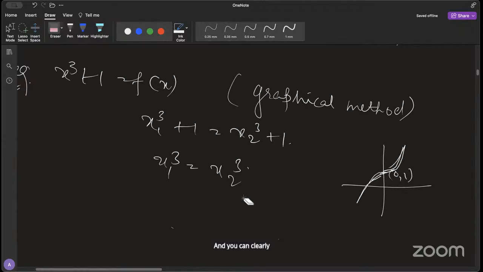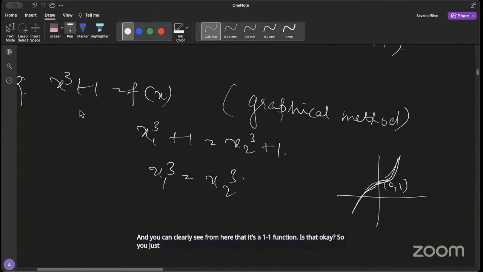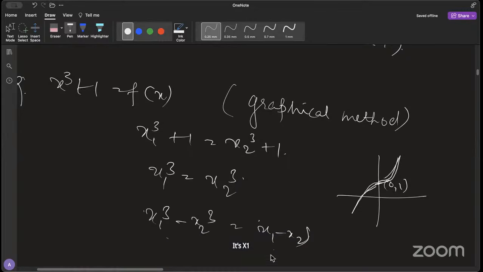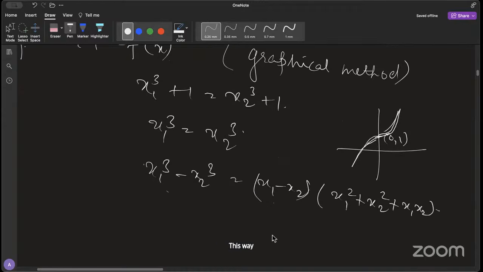And you can clearly see from here that it's a 1, 1 function. Is that okay? So you just need to know how to plot the graph, because that's easier in this particular case. Otherwise, this one's going to require you to know the formula for x1 cube minus x2 cube. It's x1 minus x2 into x1 square plus x1 x2 plus x2 square. This is the formula.